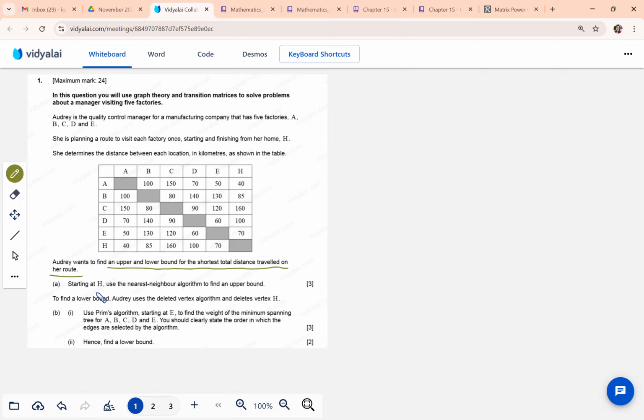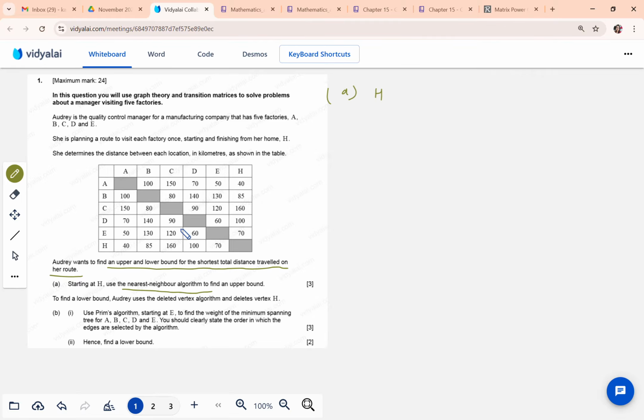A. Starting at H, use the nearest neighbor algorithm to find an upper bound. So here we need to find an upper bound using the nearest neighbor algorithm. In nearest neighbor algorithm we start with any vertex. Here they have already stated that start with H, so we will start with H and then you will keep on connecting to the nearest vertex.